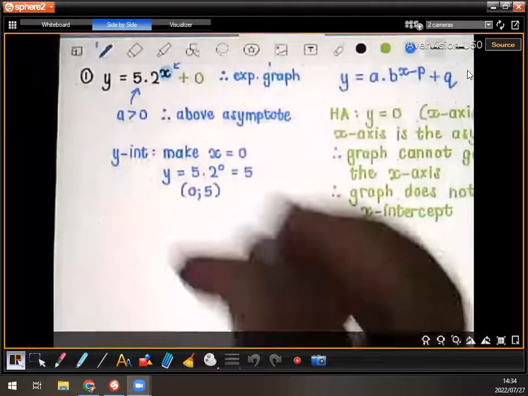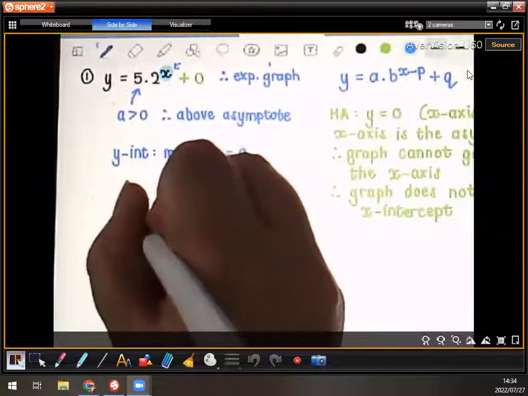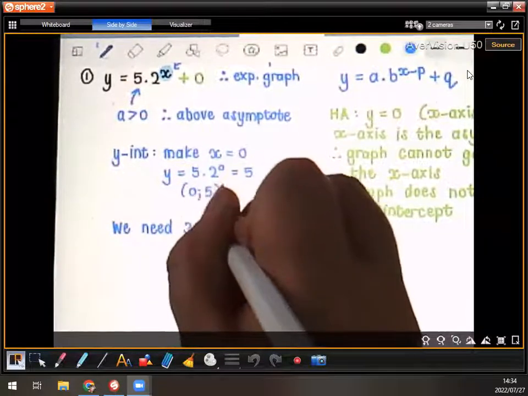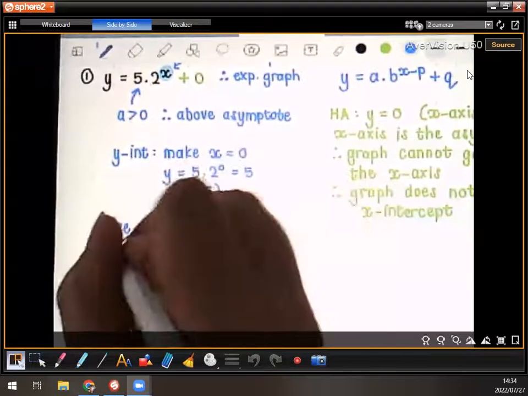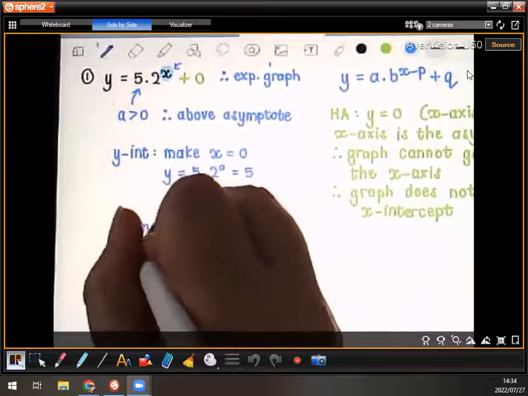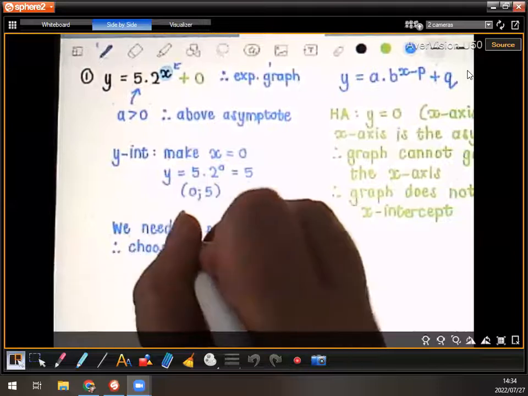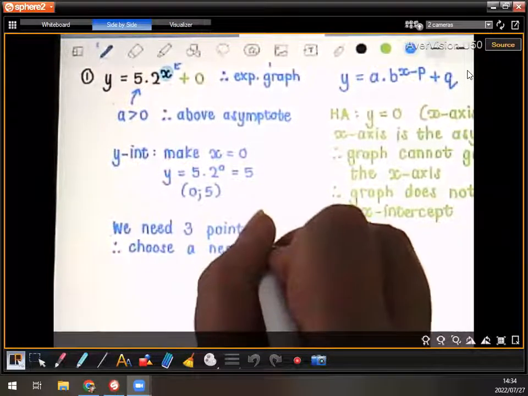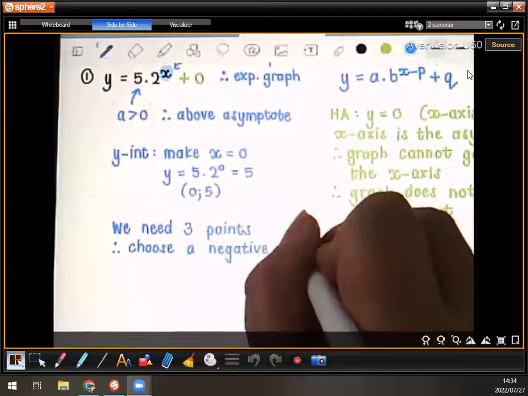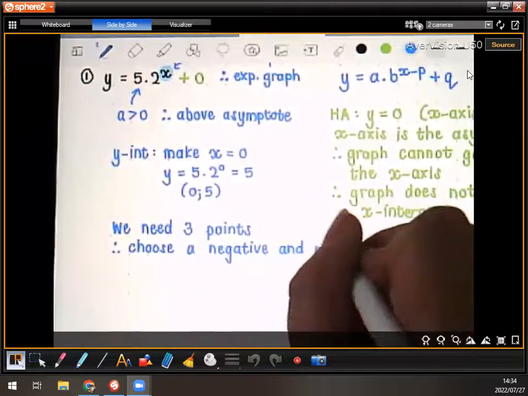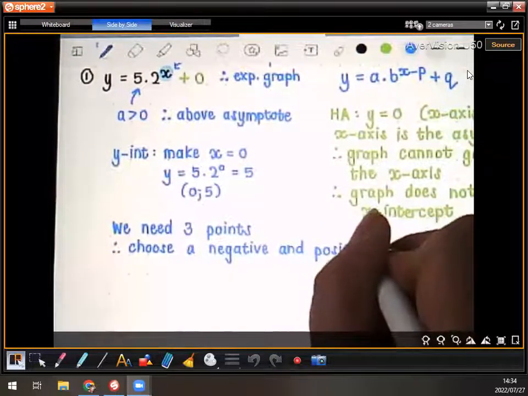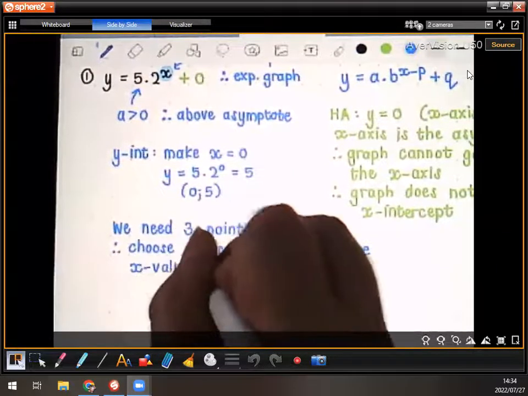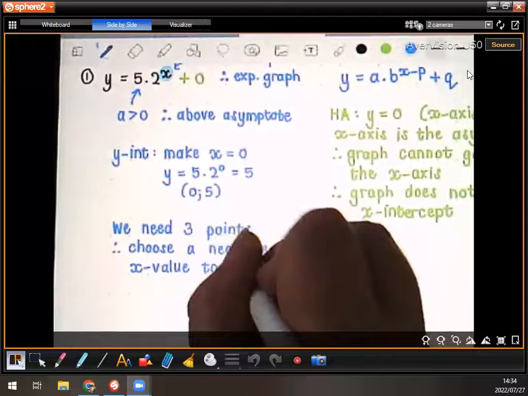Okay, so I'm going to write here. We need 3 points. Therefore, choose a negative and positive x value to sub in.